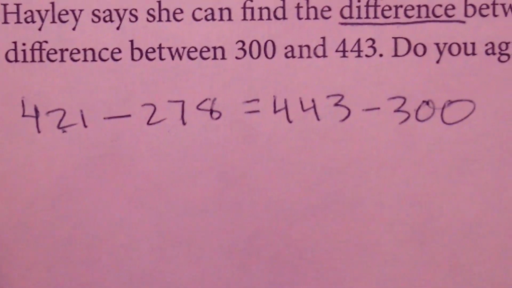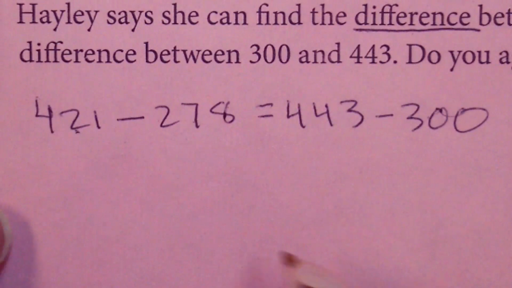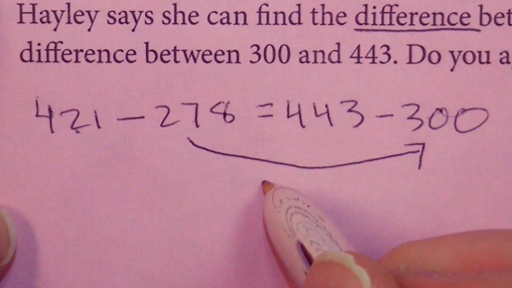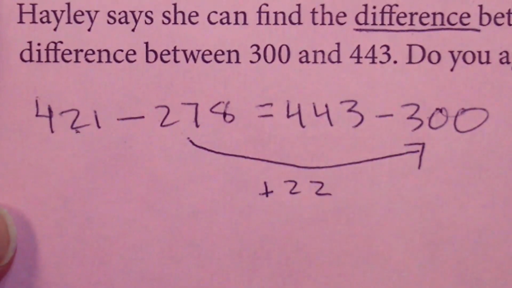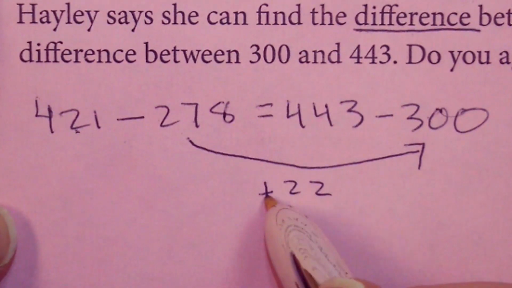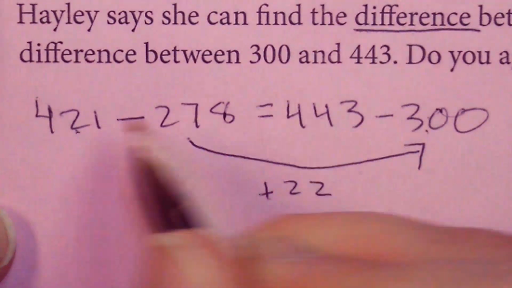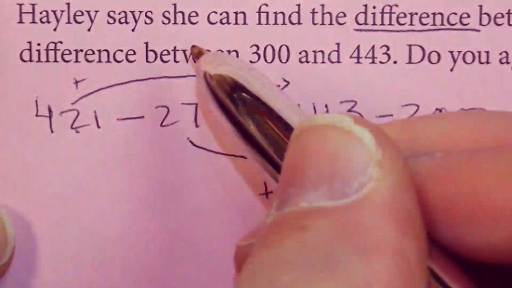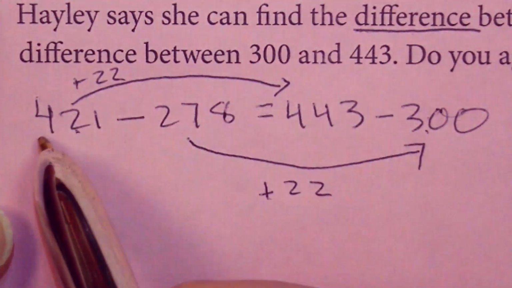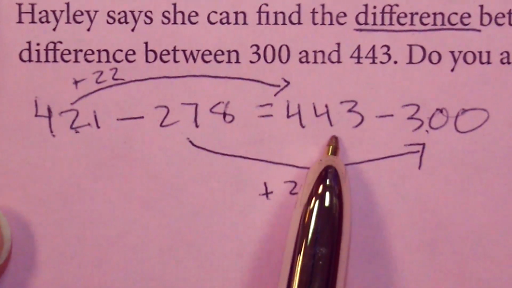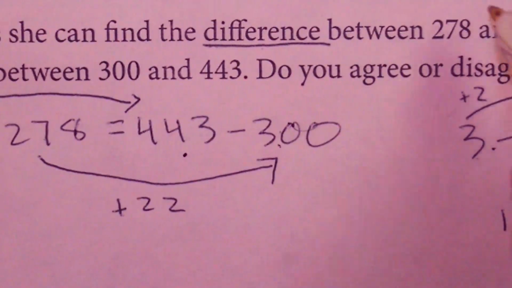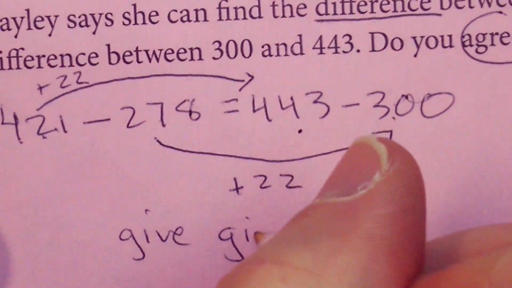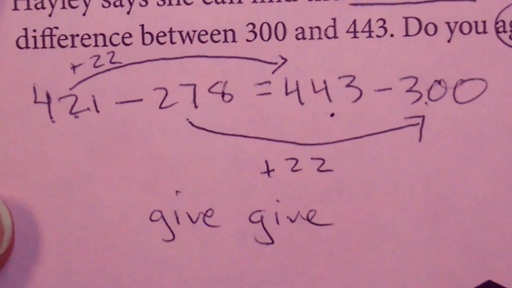Okay? So what happened in the problem that she did? Well, it looks like she gave 22. 278 plus 22 is 300. And the rule is give. So did she add 22 to this number, 421 plus 22? She did. So we do agree because she used the give strategy.